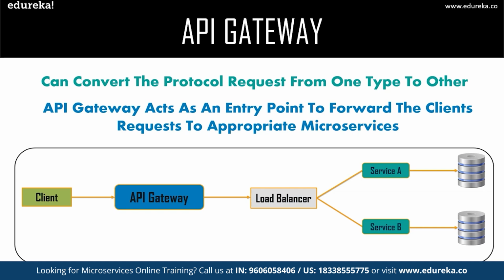Also, since developers are always concerned about how to handle multiple protocol requests, API gateways can convert the protocol request from one type to another type. Similarly, it can also offload the authentication responsibility of a specific microservice. So once the client sends the request, these requests are basically passed to the API gateway, which acts as an entry point to forward the client's request to the appropriate microservices. Then, with the help of the load balancer, the load of the request is handled and the requests are sent to the respective services, right?